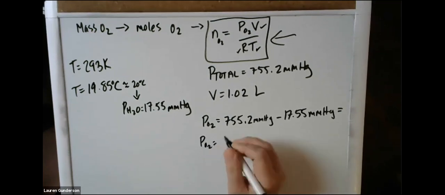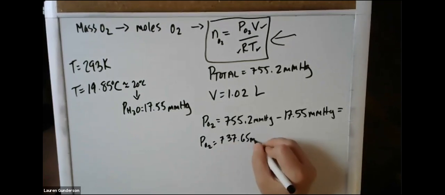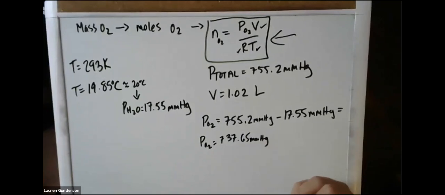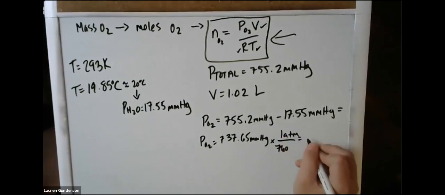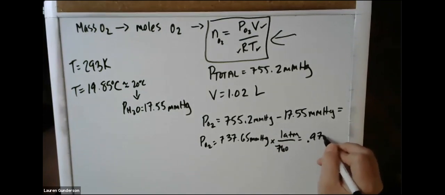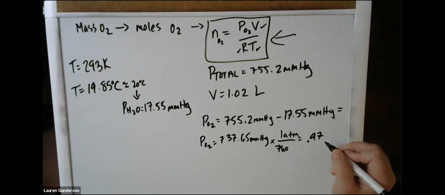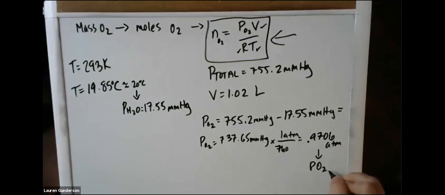The pressure for our oxygen gas is 737.65 millimeters of mercury. And now I'm going to convert that into atmospheres. And I get 0.9706 atm. And that is the pressure of my oxygen gas, my partial pressure of my oxygen gas.